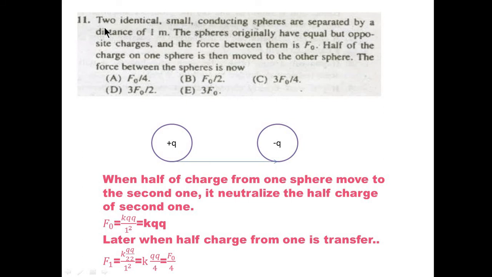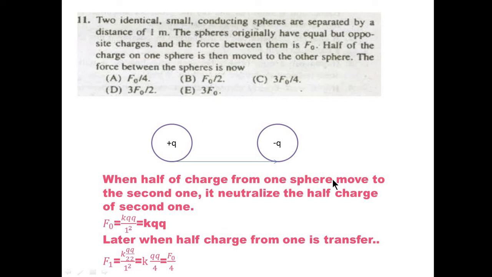Here is MCQ number 11. Two identical small conducting spheres are separated by a distance of 1 meter. These are basically identical spheres and they are separated by a distance of 1 meter. The spheres already have equal but opposite charge. So one has plus Q and the other has minus Q charge. Force between them is F naught originally. Half of the charge in one sphere is then moved to the other sphere. Then the force between the spheres is now F naught by 4, F naught by 2, 3F naught by 4, 3F naught by 2, or 3F naught.